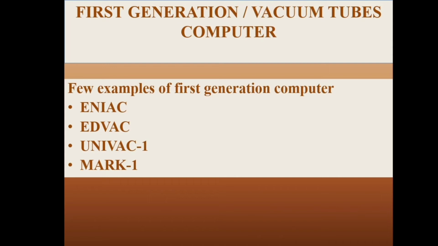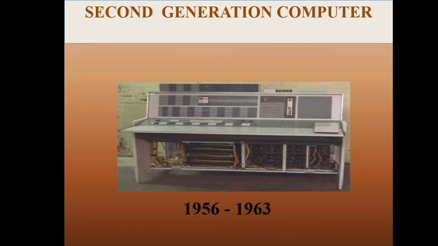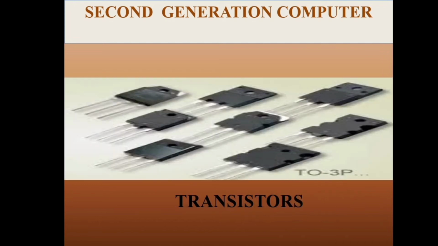These are the names of first generation computers. After that, second generation computers came, which lasted from 1956 to 1963. In second generation computers, they used transistors instead of vacuum tubes to speed up the calculation of computers and to compact the size of computer.